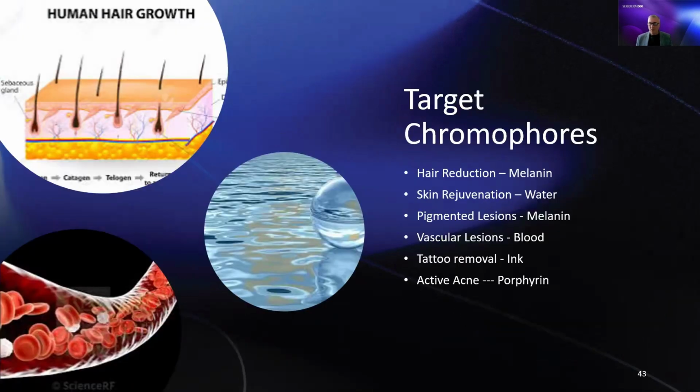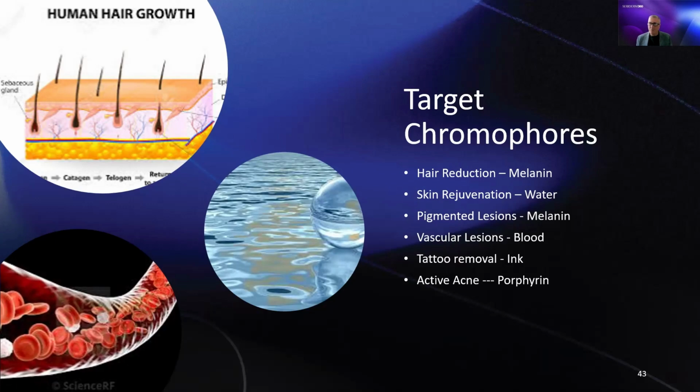So the common target chromophores are, for hair reduction, generally melanin, although when we use an Nd:YAG, we use a combination of melanin and targeting the blood supply feeding the roots of the hair. For skin rejuvenation, it's generally water. Pigmented lesions is the melanin in the pigment itself. For vascular lesions, it's the blood. For tattoo removal, it's the various colors of ink.